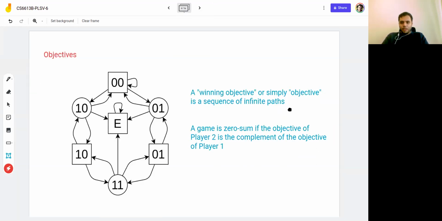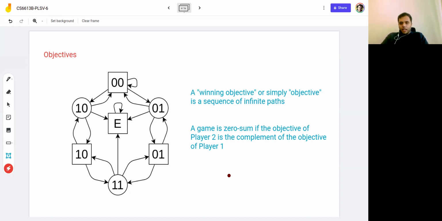So until now, the only thing that we know is how players actually play, but we don't know what they want to do, what their objectives are, and how they can actually win the game. We need to define that also, and we need to define it formally. So let's define what a winning objective is. And sometimes I don't say winning objective, I just say objective. But these two are the same.